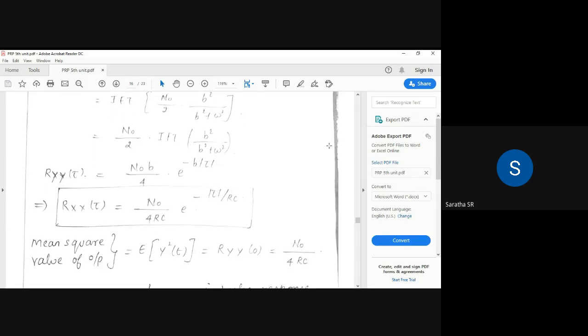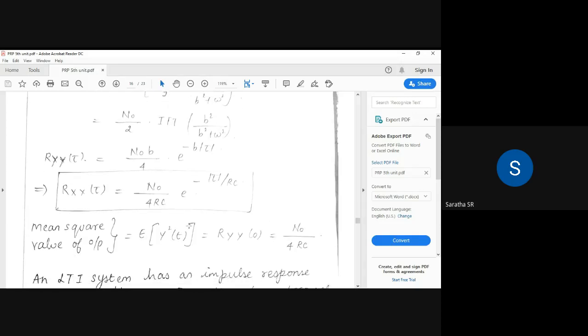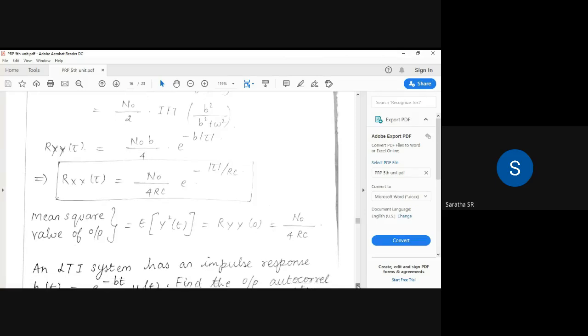We got this result. Next, in the given problem we have to find the mean square value, that is E of y square of t. You know one property: E of y square of t is equal to Ryy of 0. We know the value of Ryy of tau, so in this you replace tau by 0. Anything power 0 is 1, so we got only N naught by 4 RC. So we obtained the value of the output autocorrelation function and the mean square value of the output. That is the given question.